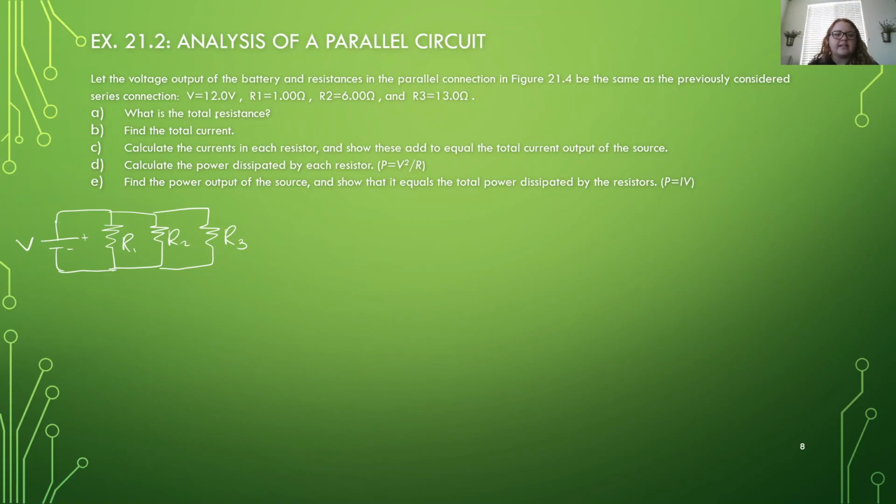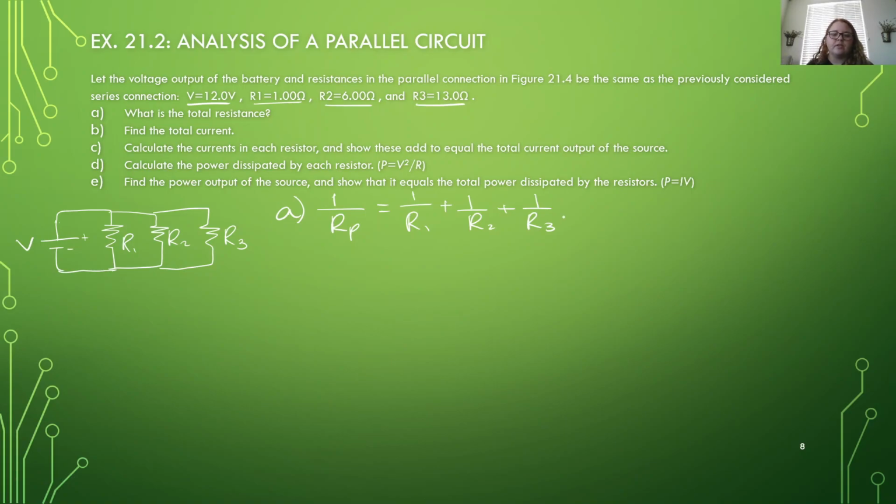We're looking at the exact same idea as the first example we looked at, as in the values are all the same. So we are going to be able to compare them and see how they differ. Let's first look at the total resistance, A. So what is our total resistance? Remember that 1 over R in parallel is equal to 1 over R1 plus 1 over R2 plus 1 over R3, since we have 3 resistors.